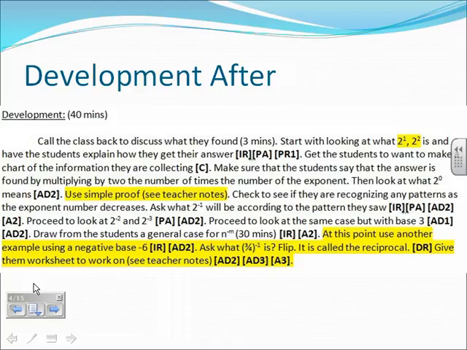Okay, our development after, like I said, we incorporated a proof as to why, for example, 2 to the 0 would equal 1. We also introduced a fraction, given a fraction and a negative exponent, and we also introduced the term reciprocal, or if students wanted to call it, the flip.